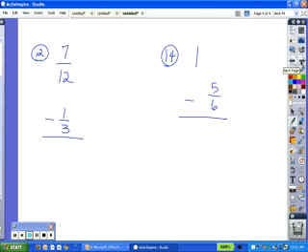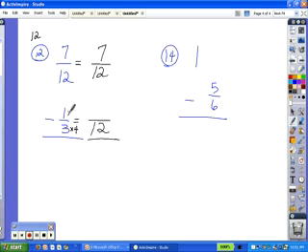Number 12, it's a subtraction problem. If you notice again, we have unlike denominators, so we're going to have to find the least common denominator before we can subtract. Start with the larger denominator, 12, and we ask, can 3 go into 12? Since 3 can go into 12, we will use 12 as the least common denominator. Here, if the denominator stays the same, then the numerator stays the same. 3 times 4 is 12. 1 times 4 is 4. So now we're subtracting 7 twelfths minus 4 twelfths.